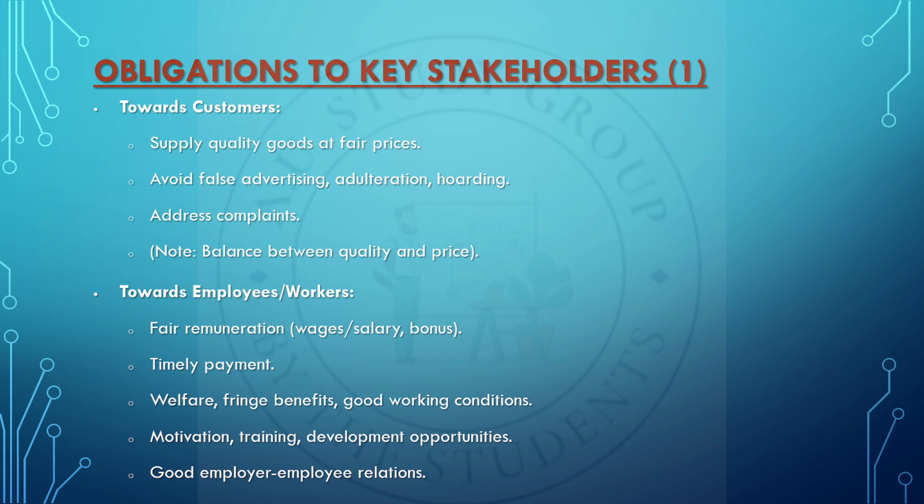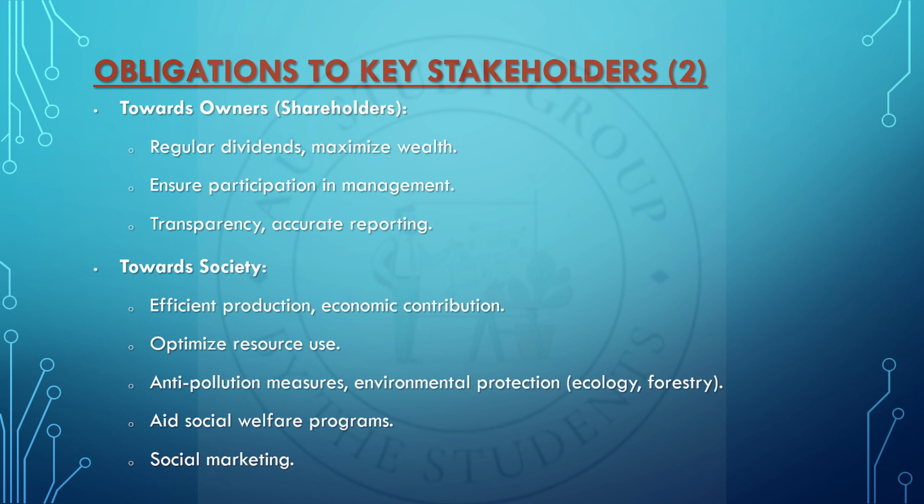Understood? Right. Now let's see towards owners. You understood that business is a different entity than the owner. You understood this in accountancy, right? So towards the owner, even the business has different obligations. What are they? Fair returns on the investment, regular dividends, transparency. Towards owners, the business has to be very transparent, and it also has to protect the owners' wealth.